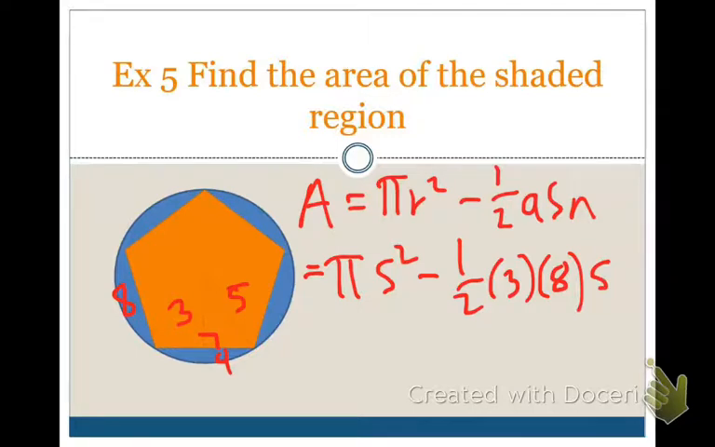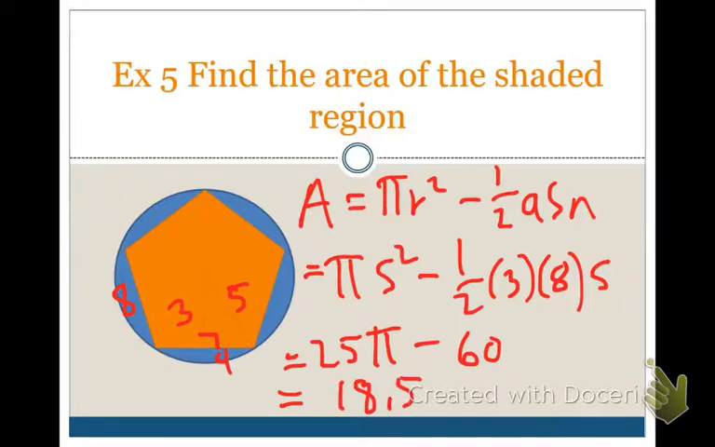All right, so that's going to be 25 pi minus, we can take half of the 8, so that'd be 4 times 3. 4 times 3 is 12, times 5 would be 60. So what's 25 pi minus 60? 18.5, and that would be units squared.